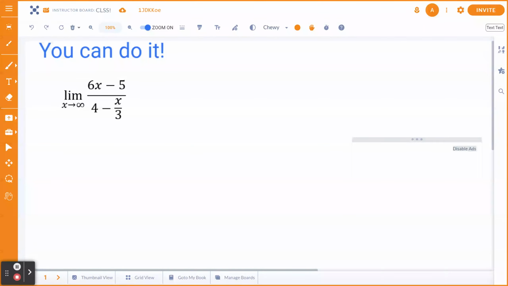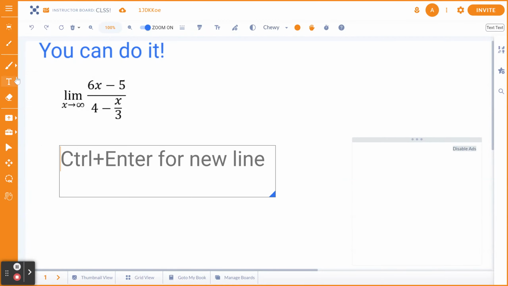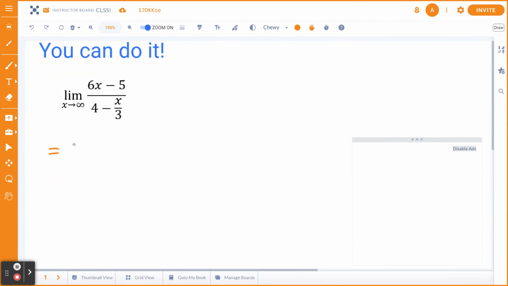Hi everyone. Let's take a look at the following limit. Find the limit of (6x minus 5) over (4 minus x divided by 3) as x is approaching infinity. Step 1, if you plug in infinity, this is not going to work.